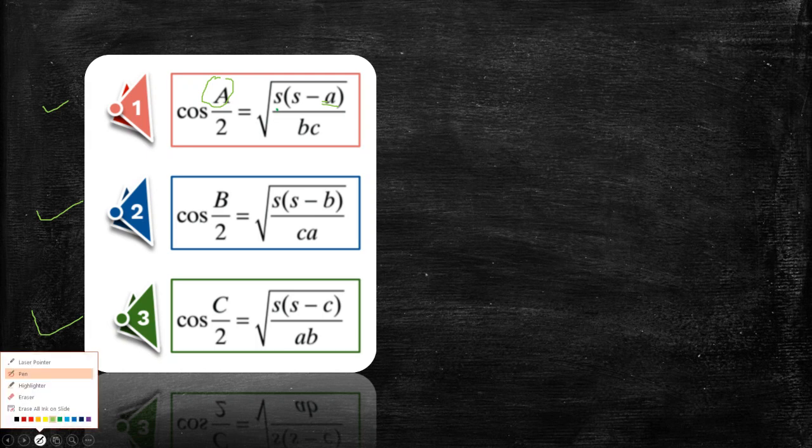So the pattern that is followed here is, if you're finding cos of angle A, then in the numerator it will be s into s minus the side opposite to angle A, which will be small a, s minus a. In the denominator it will be the product of the other two sides. That is, cos of A by 2 is under root of s(s minus a) by bc, cos B by 2 is under root of s(s minus b) by ac, and cos C by 2 is under root of s(s minus c) by ab. Now, proving it is not that important.